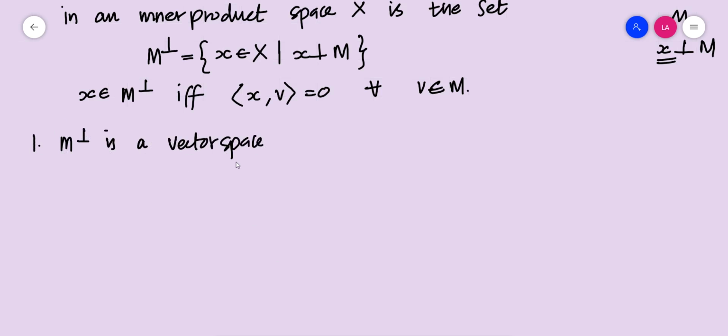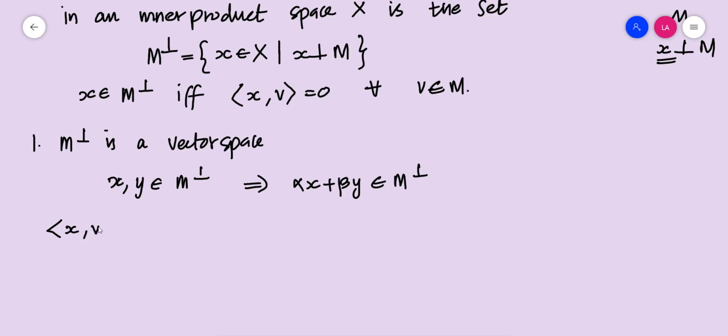In order to prove that it's a vector space, we have to take two elements. Let x, y be elements of M perpendicular. Then we have to prove that alpha x plus beta y is again an element of M perpendicular. Since x and y are elements of M perp, inner product of x and v is equal to 0 and inner product of y and v is equal to 0 for all v element of M.